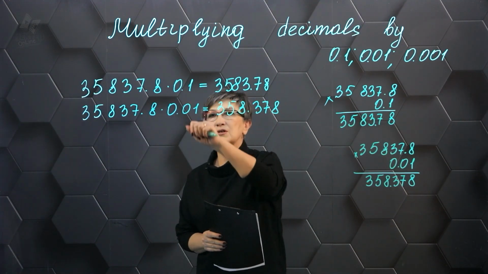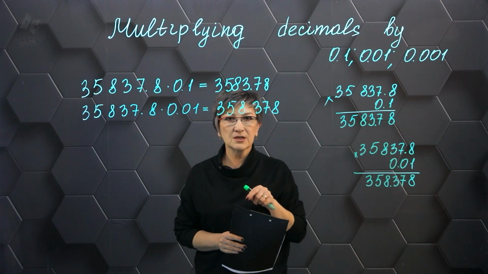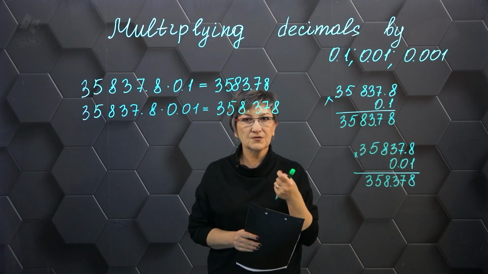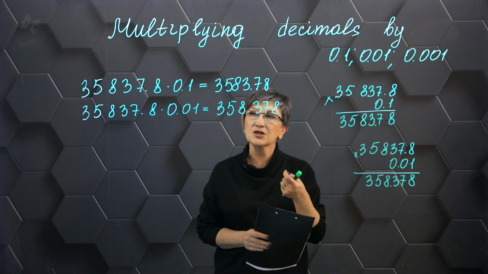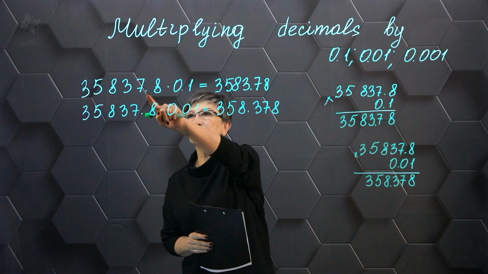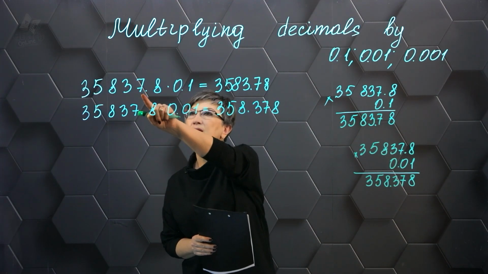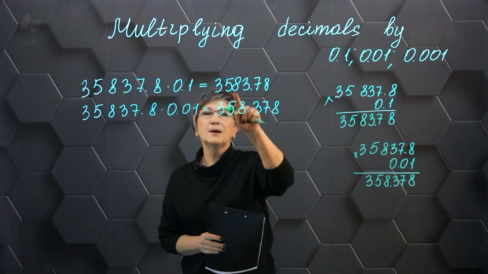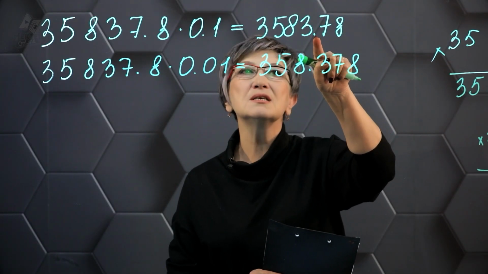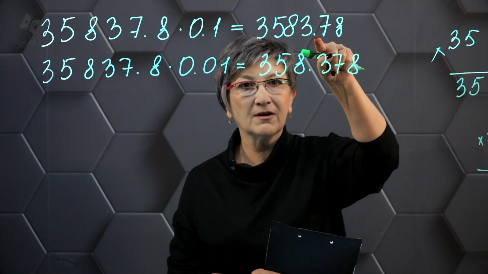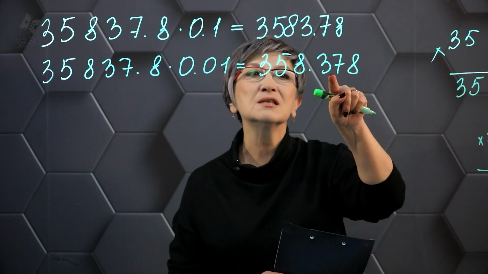And now, after multiplying by 0.1 tenth and 0.01 hundredth of the same number, I want to draw your attention to the movement of the decimal point in our answer. So, the decimal point in both the first example and the second example was after the number 7. Now notice in the answer, in the first example, we've moved the decimal point 1 digit to the left. And in the second example, our dot has moved 2 digits to the left.